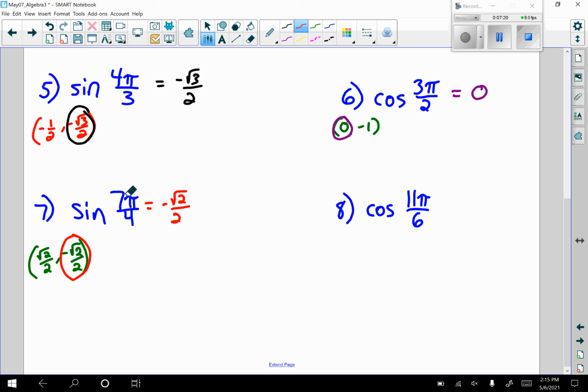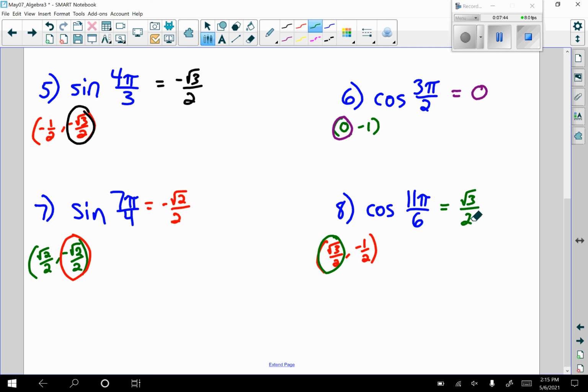11 pi over 6 is the same comparison as 7 pi over 4. So we're in the fourth quadrant. Pi over 6 family means we're just 30 degrees below, so that should be equivalent to 330 degrees. And that's going to be the ordered pair of radical 3 over 2, -1/2. Cosine is the first number, so we're looking at radical 3 over 2.